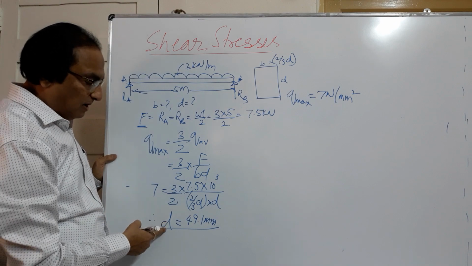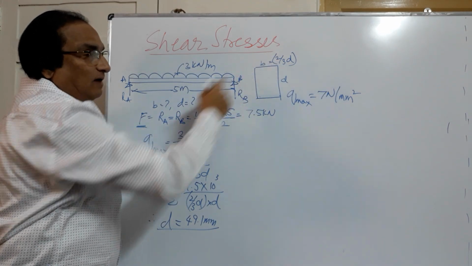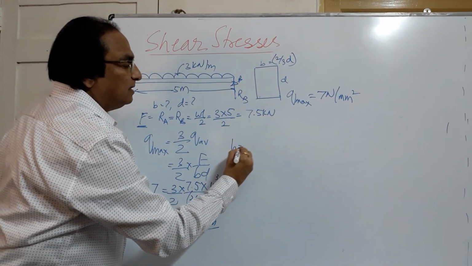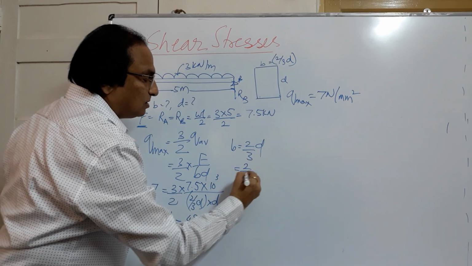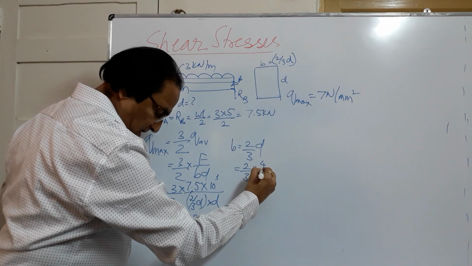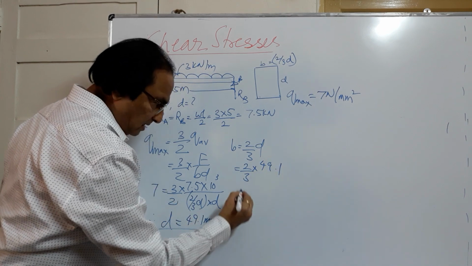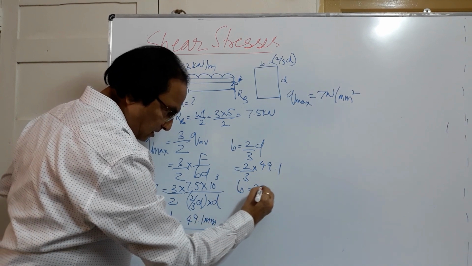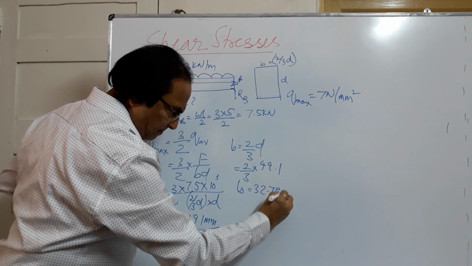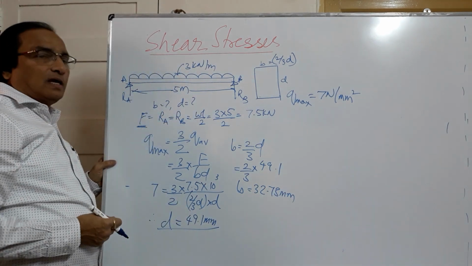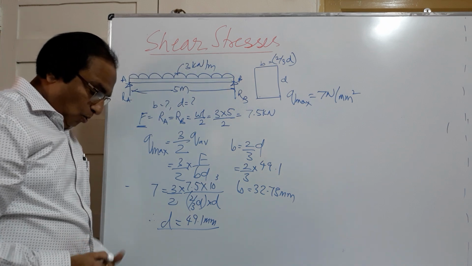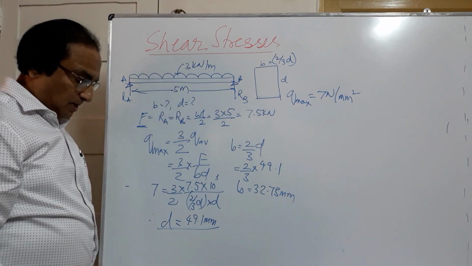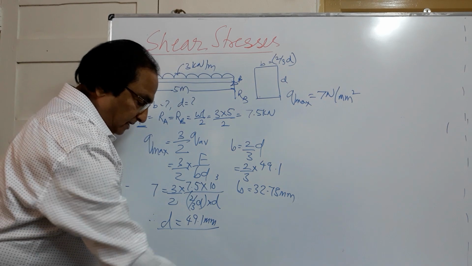If I substitute the value of D in this equation, I'll get the value of B. B given here is 2/3 of D, so this will be equal to 2/3 of the D value, 49.1. You get B is equal to 32.73 mm. A very simple problem to find the cross section of the beam knowing the maximum permissible shear stress.